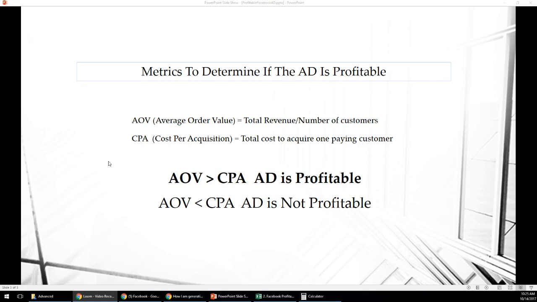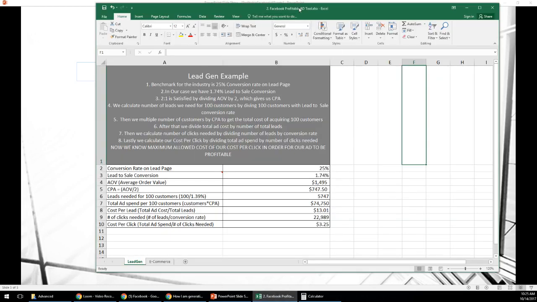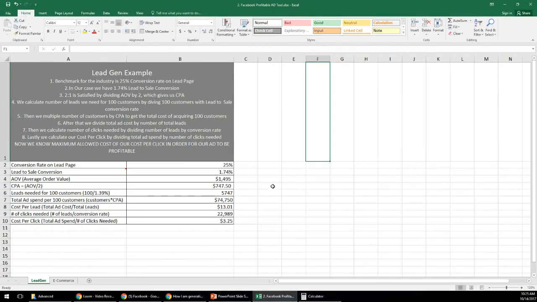Okay, so this is why these metrics are extremely important, and why we're even looking at them. So let me give you an example here. I'm going to jump here and you will be able to download this file that will help you determine if your ad is profitable or not. Just know that these things are not set in stone.